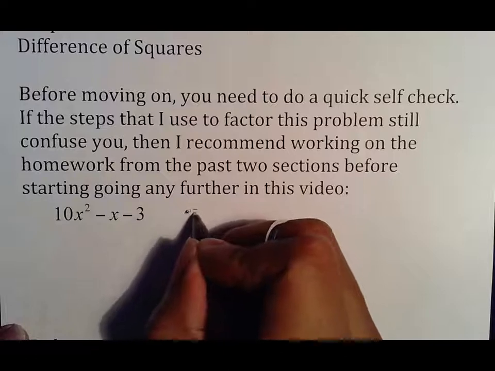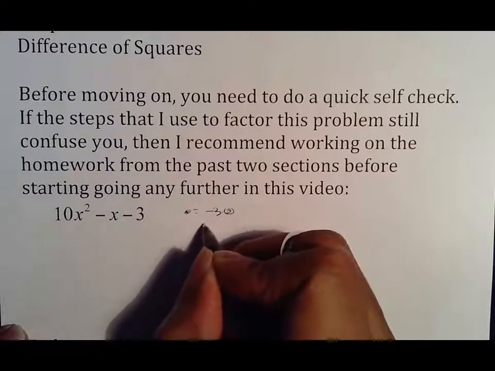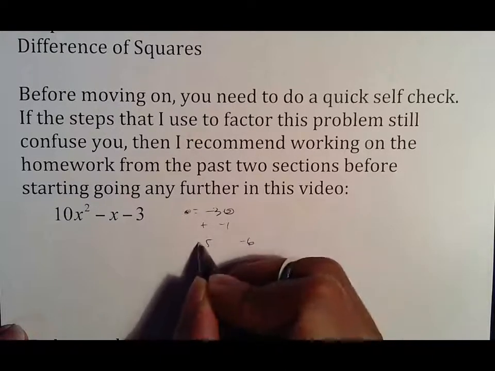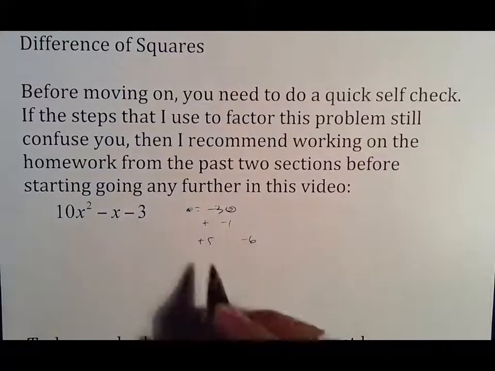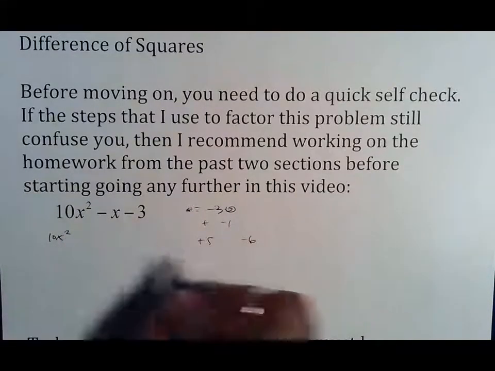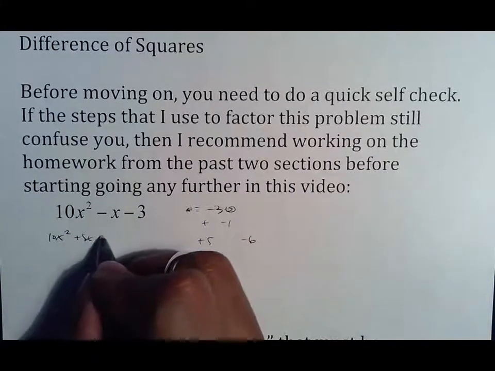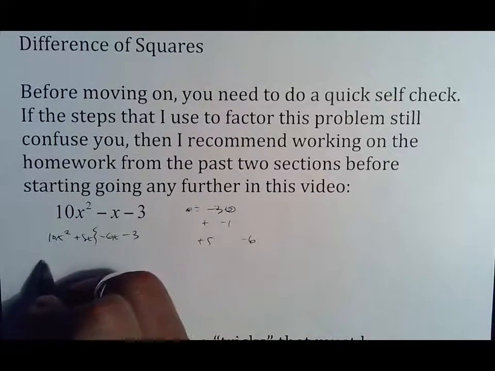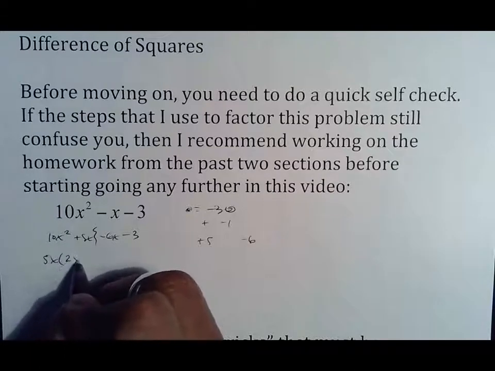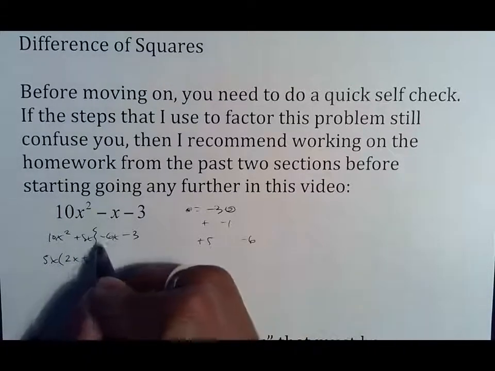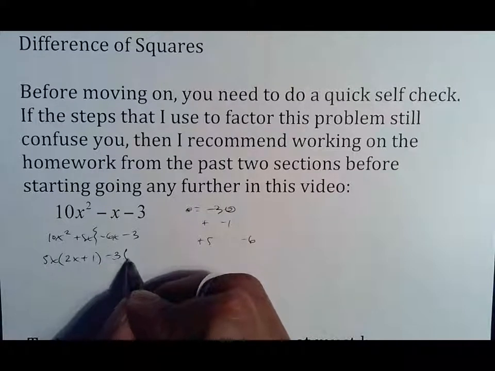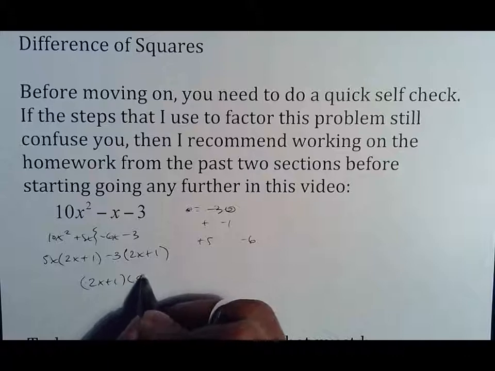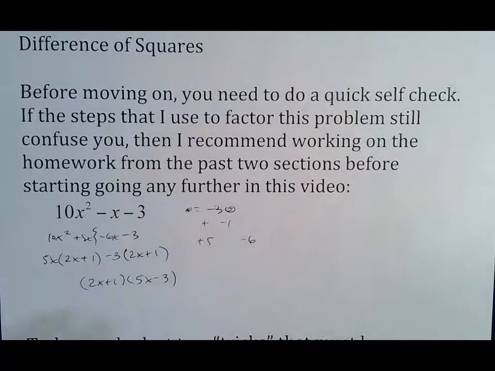First off, we want numbers that multiply to be -30 and add to be -1. Those numbers are 5 and 6, with a -6 and a +5. Once we get those numbers, we put 10x squared plus 5x minus 6x minus 3. We then split up the middle and pull off 5x. We are left with 2x plus 1 there. Copy the negative, pull off 3, and we're left again with 2x plus 1. Leave our 2x plus 1 and end up with 5x minus 3. Again, that is the factoring process.